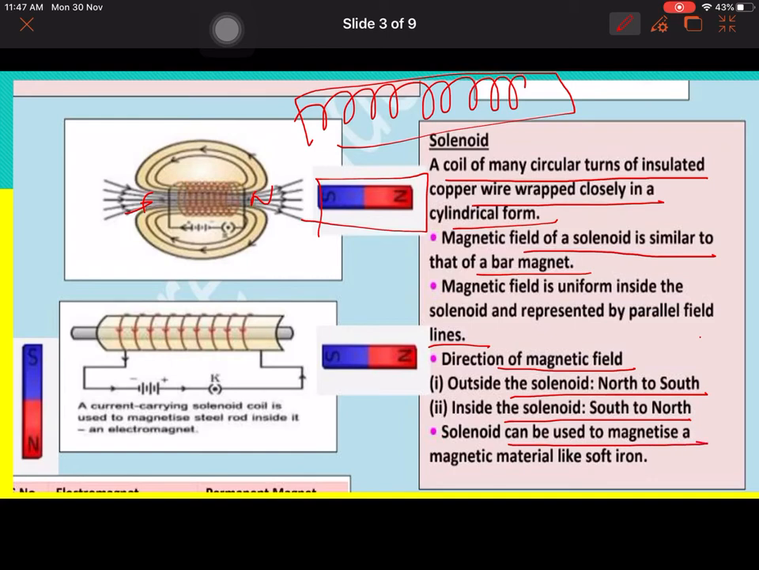Solenoid can be used to magnetize a magnetic material like a soft iron core. So if we take a base here of soft iron core, it will increase the magnetic field of a solenoid.